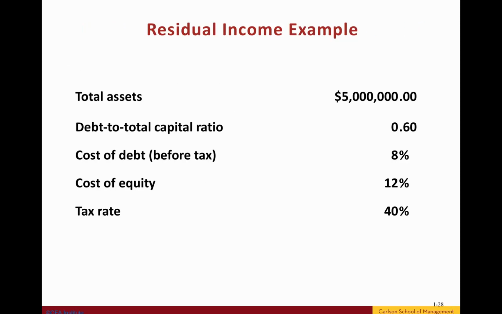So to look at this just with some very simple examples, we can look at the number of assets that a company has, consider their debt to equity ratio, the cost of their debt, the cost of their equity, and figure out what's their residual income to figure out what value are we going to use in our discount valuation. So in this example, the company has $5 million in total assets. Their total debt to total capital ratio is 0.6. So that means that 0.6 or 60% of the $5 million in assets are financed by debt, 40% by equity. The cost of debt before tax is 8%. The cost of equity is 12%, and their tax rate is 40%.